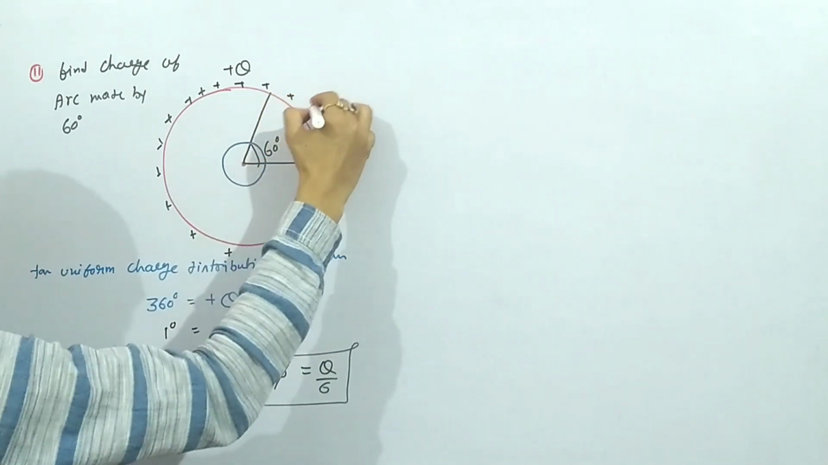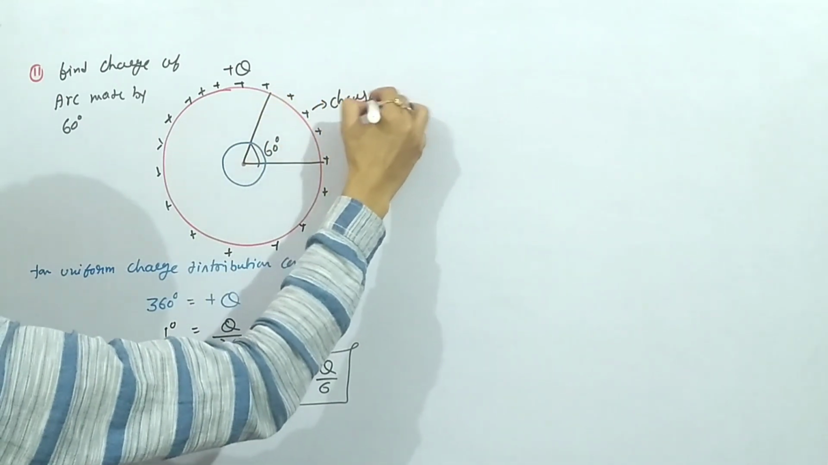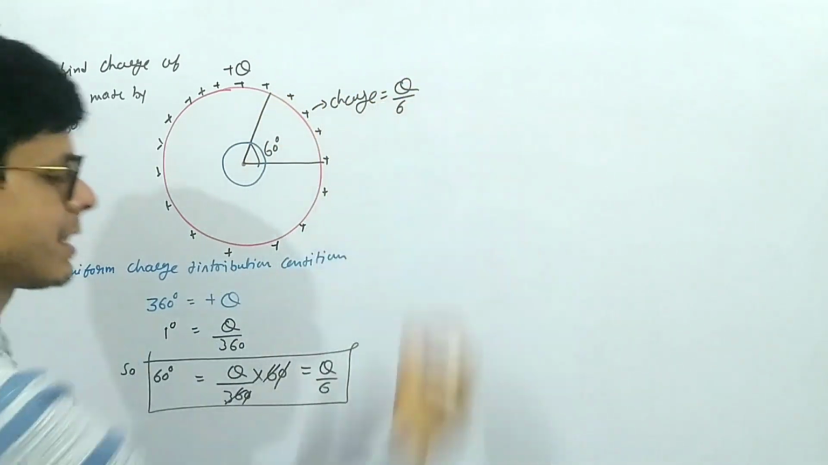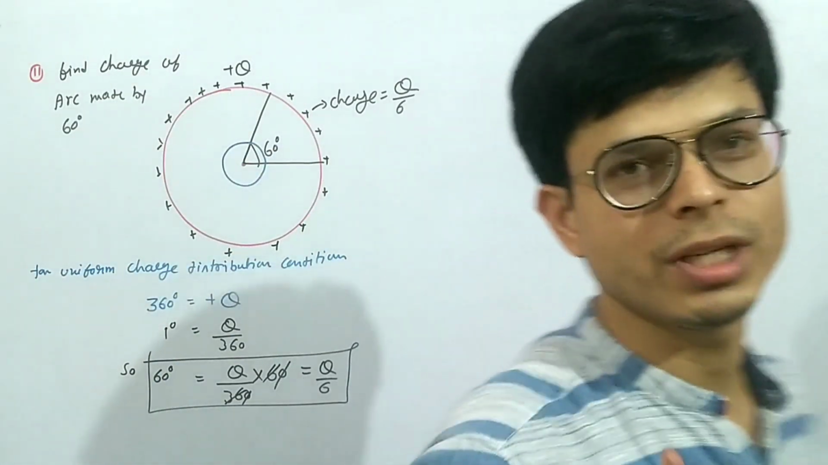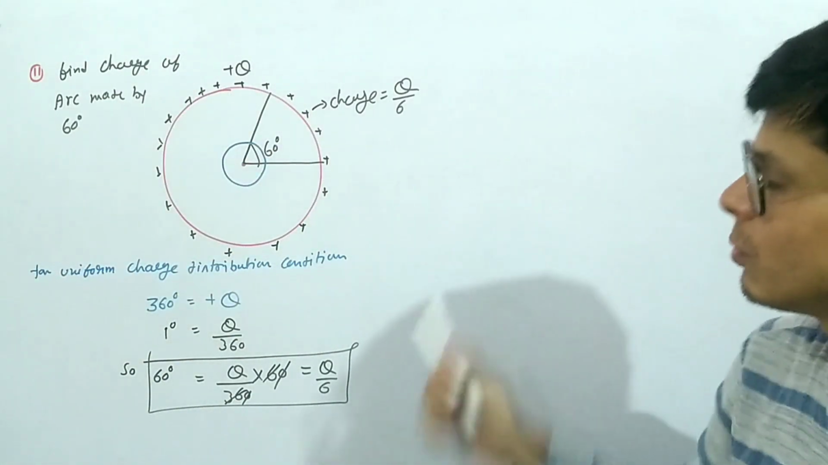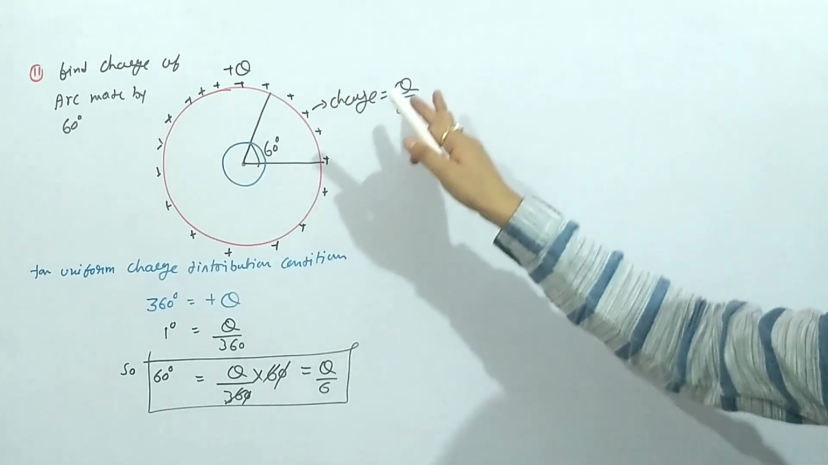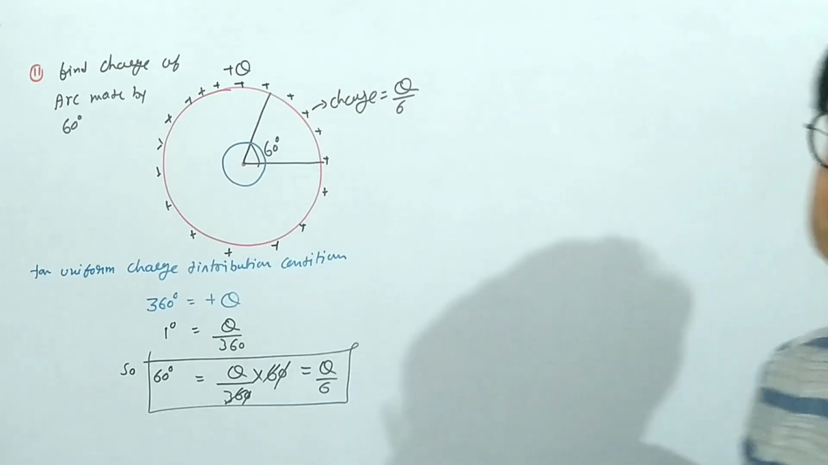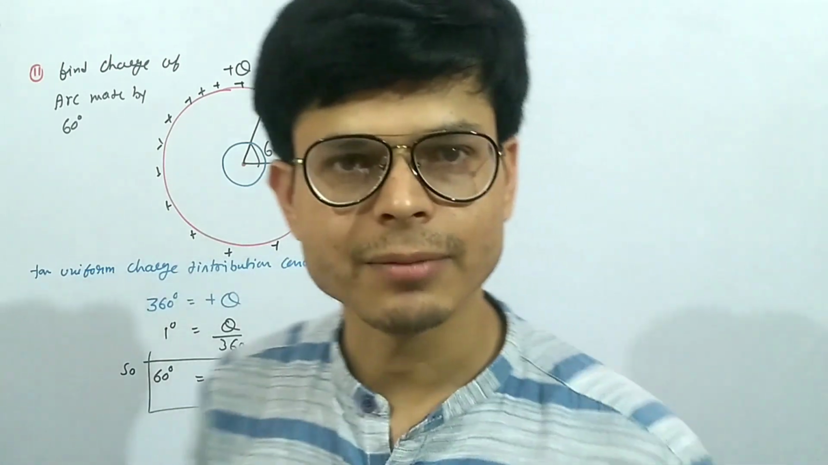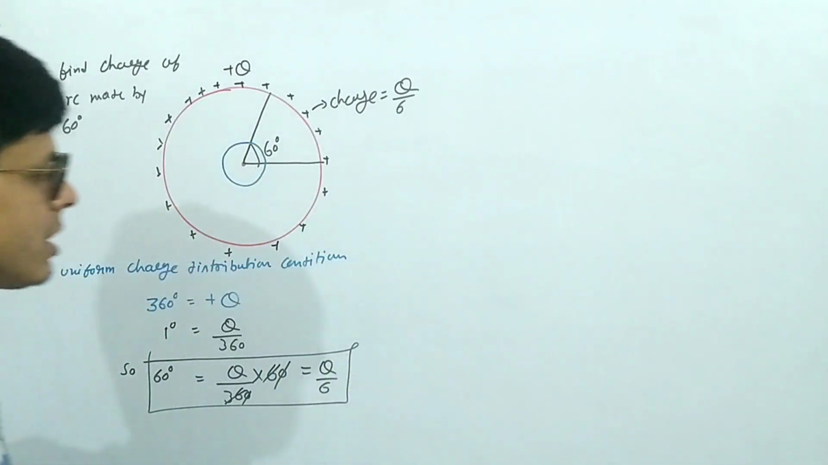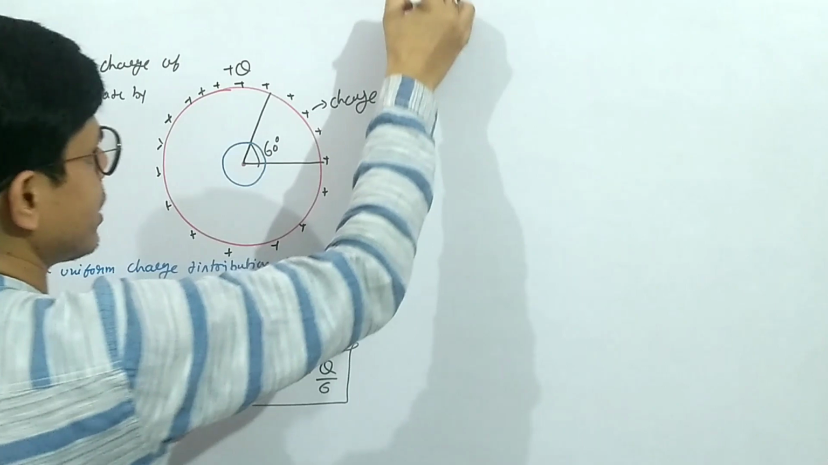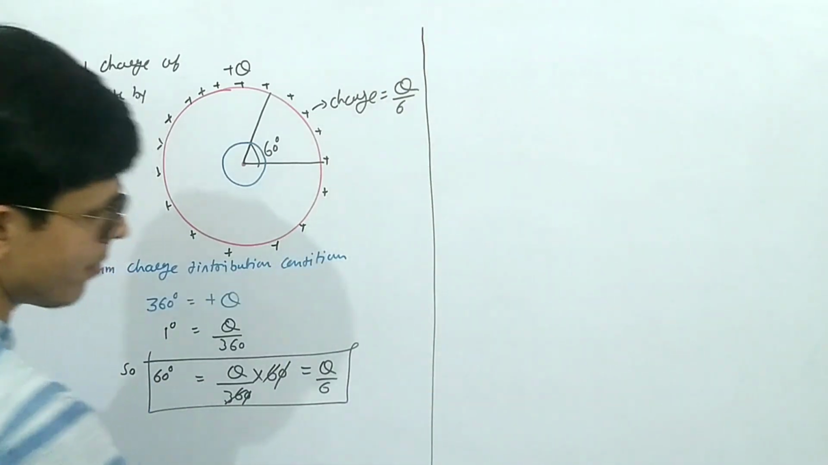So on this part the charge will be Q by 6. But the condition should be uniformly charged distribution. What should the condition be? The uniformly charged condition should be there. In that case you can apply this formula. Clear? Alright? So this is an important key point for this chapter that you have to keep in your mind.